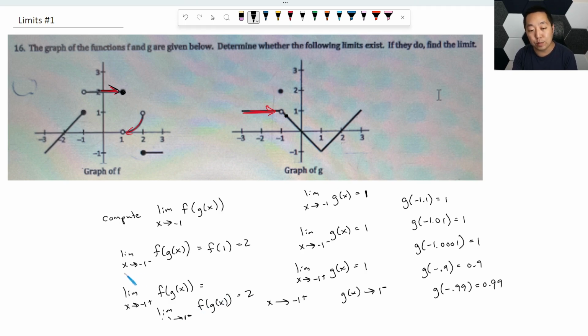Ultimately, when we did it from the left for this composition, we got 2. We did it from the right, we got 2. So what is this limit? It's actually 2. It does not fail to exist. That's a really tricky and subtle point. A lot of people think, oh, there's a mismatch on the graph, thus it doesn't exist. But you have to be very careful when you're doing composition of functions. It can be a little tricky as to what's going to happen with those limits.